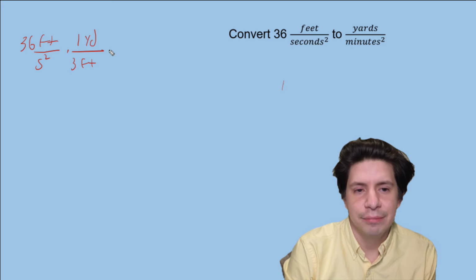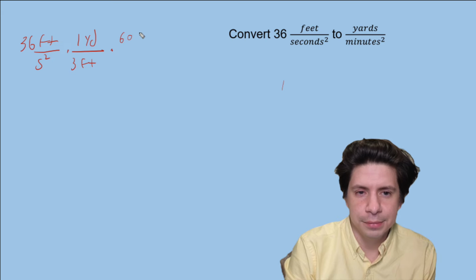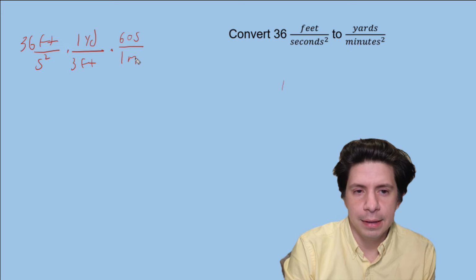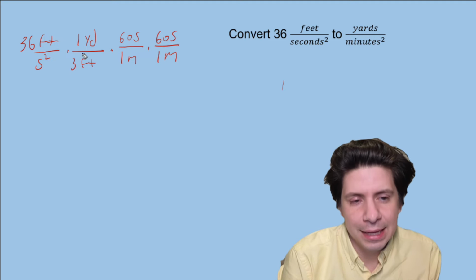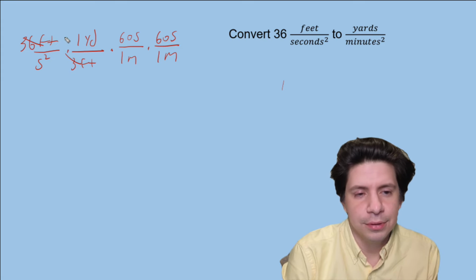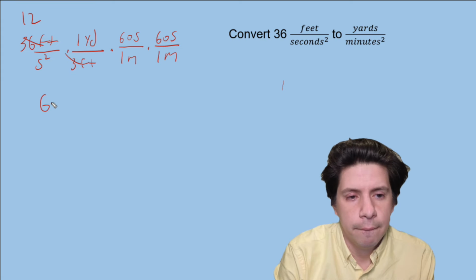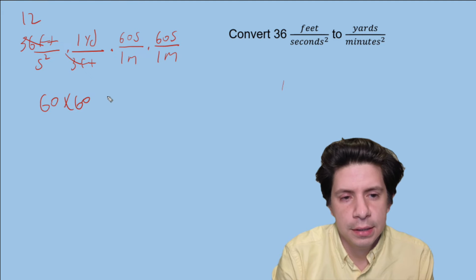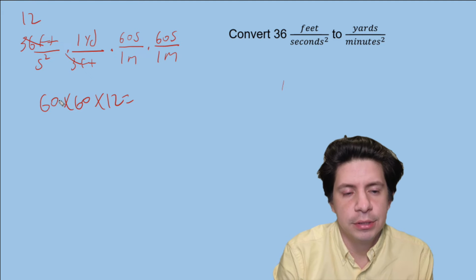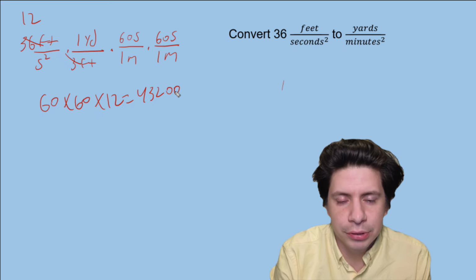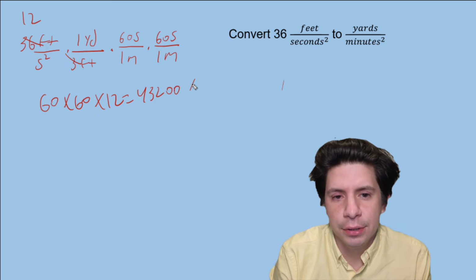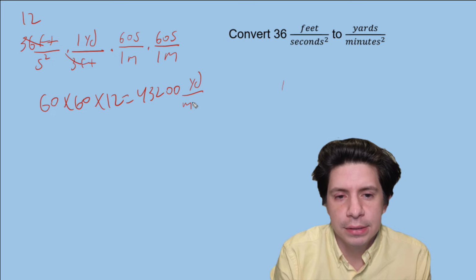And then to convert seconds to minutes, you're going to do 60 seconds on top over 1 minute. And it's squared, so you want to do that twice, times 60 seconds over 1 minute. And then what's going to happen is the 3 and the 36 cancel a bit, so we got 12. 60 times 60 times 12: 60 times 60 is 3,600, times 12 is going to give us 43,200. And that would be yards per minute squared.